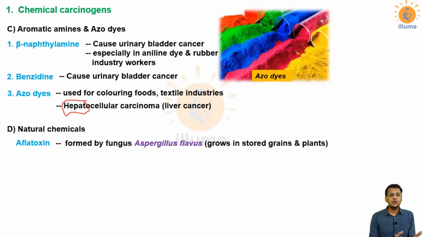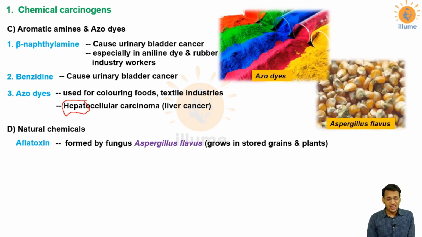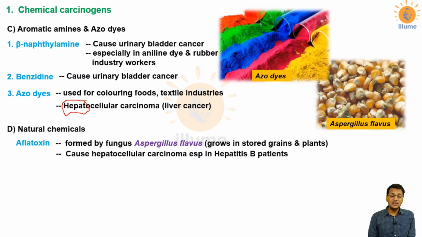If you consume such toxins, that is a very good source of food poisoning and also hepatocellular carcinoma, especially in those patients who are suffering from hepatitis B. In this picture you can see how stored corns are affected with the Aspergillus flavus. If we consume such corn, then we would be suffering from severe food poisoning and also hepatocellular carcinoma, especially if you are a patient of hepatitis B.